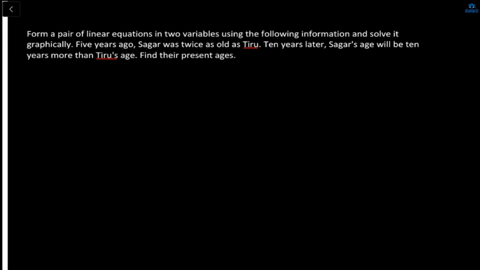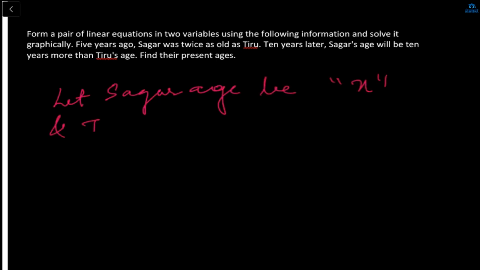First of all, two things are not known here: Sagar's age and Piru's age. The comparison is done between Sagar's and Piru's ages, so the equation will be formed with the help of the ages. We can assume any one of the ages as x and the other as y. So I am assuming Sagar's age is x, and Piru's age is y.